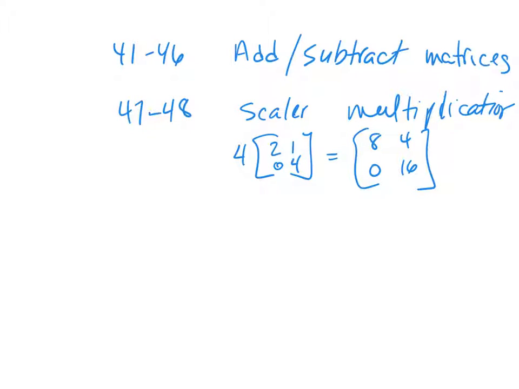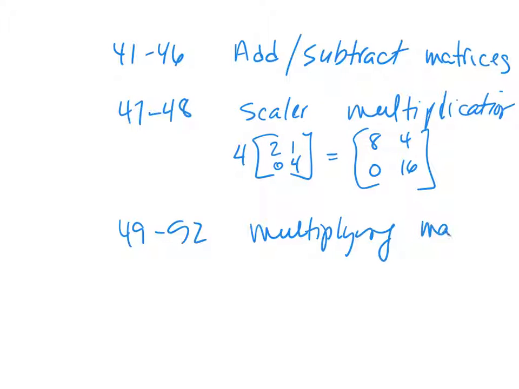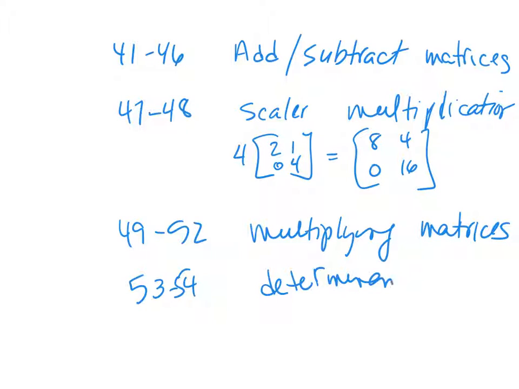That's what that means. And then you're going to do multiplying. Multiplying is 49 to 52, multiplying matrices. And then you've got determinants. The last two are determinants. 53 and 54 are determinants. That's our whole test. A lot of people ask me about number 46.